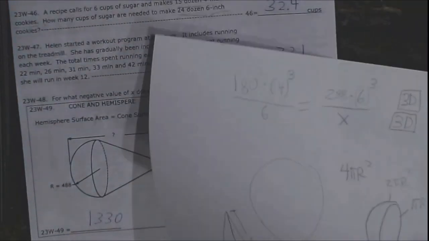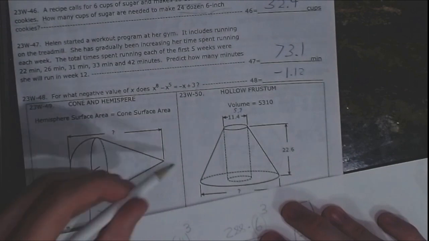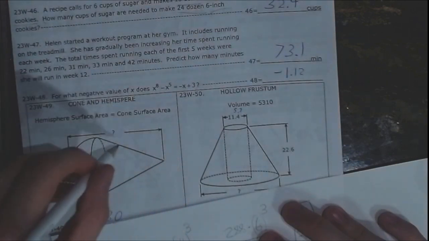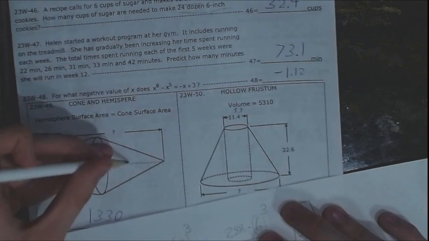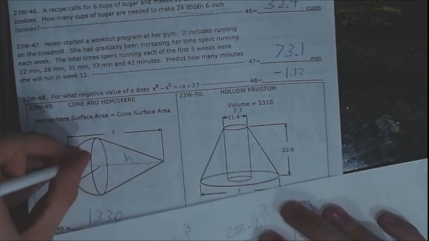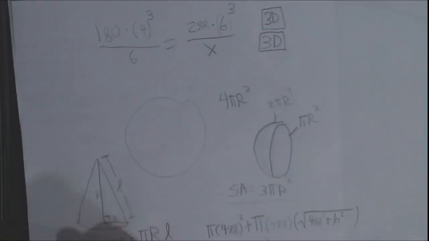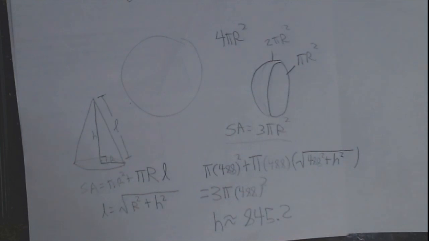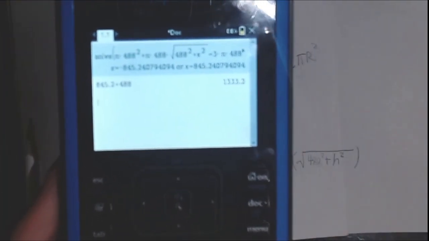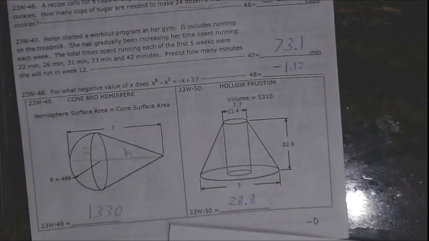And so now I wanted to solve for this whole length right here. And this whole length is my height of the cone plus the radius of the hemisphere. So now that I have my height, the 845.2 that I solved for, I'll just add my radius, 488, and I get about 1,330 as my answer.